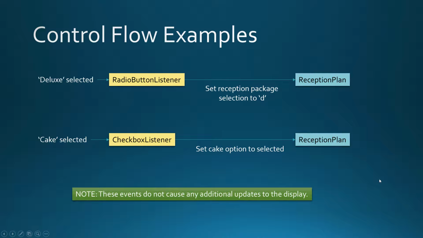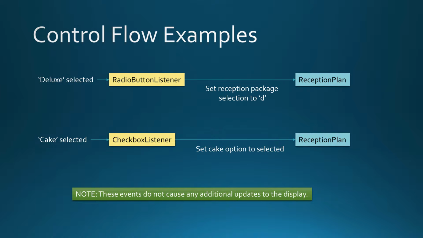These are a little more simple interactions. If I'm looking at the reception packages component, the user can select standard, deluxe, or premium. These are all radio buttons. So let's say deluxe is selected. So the radio button listener will capture that event, and it's going to simply ask the reception plan to set the user reception package selection to D as specified in the functional requirements.